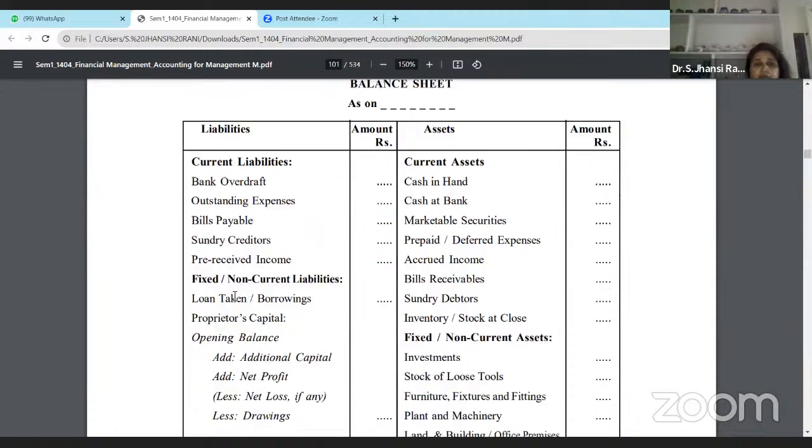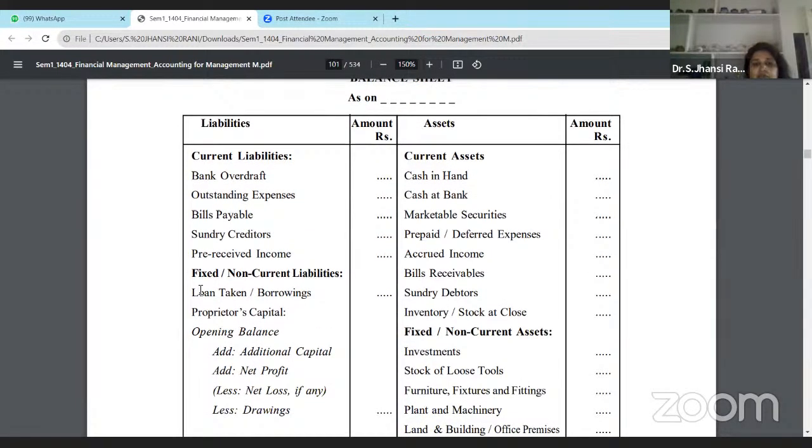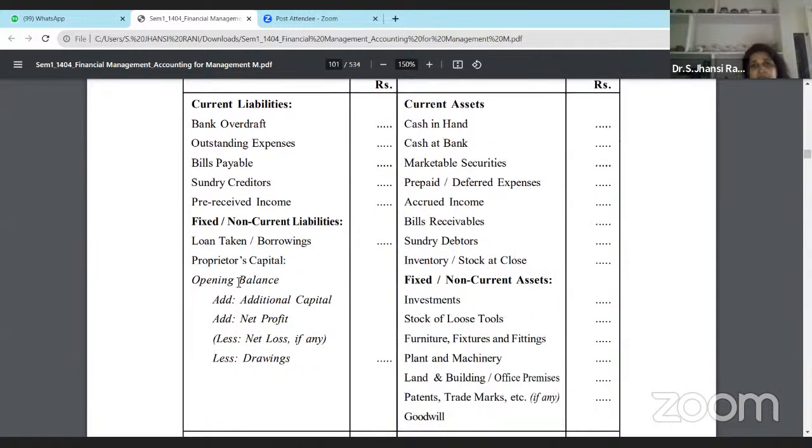Next, look here. Fixed or non-current liability. Non-current means which cannot be paid within a period of 12 months, such as a loan taken, or owner capital. Owner capital means the business is started with him and the business ends with that capital only. So it's a non-current liability which cannot be repaid within a period of 12 months. So these are called non-current liabilities.